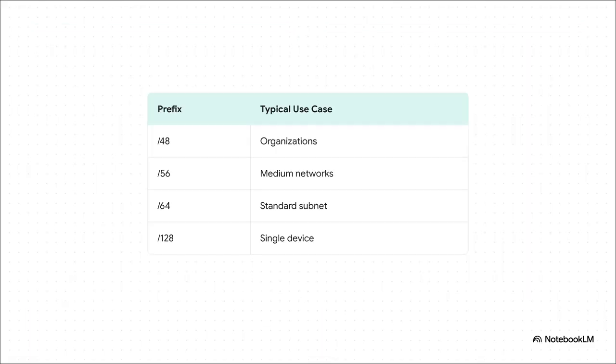Now, in the real world, these prefixes represent totally different scales of operation. A /48 prefix is massive, so it's usually handed out to really large organizations. A /56 is perfect for medium-sized corporate networks. The /64, like we just mentioned, is your standard everyday subnet size. And a /128? That zeroes all the way in to isolate one single individual device.